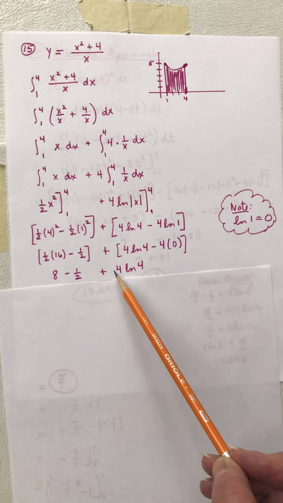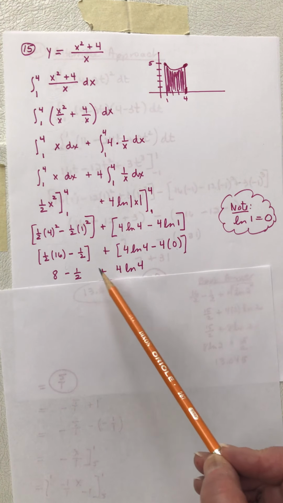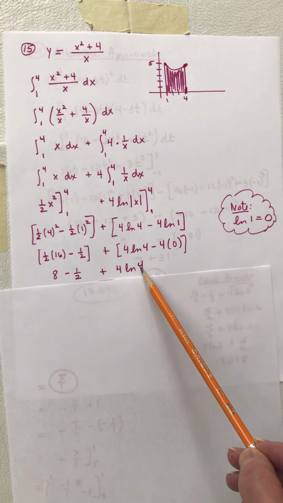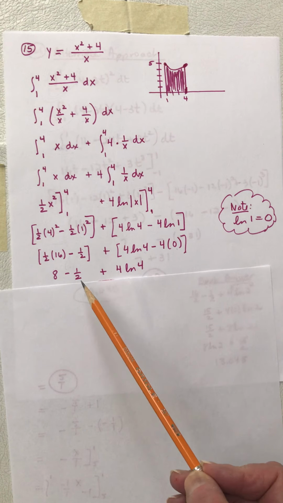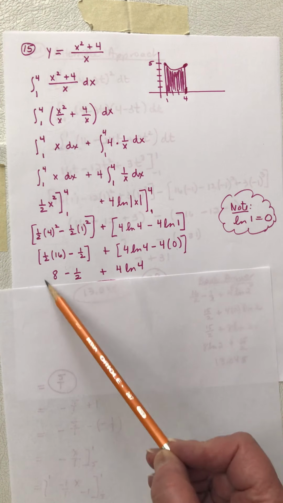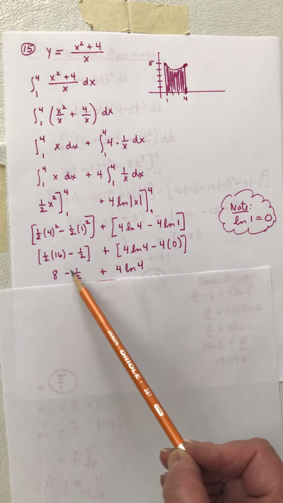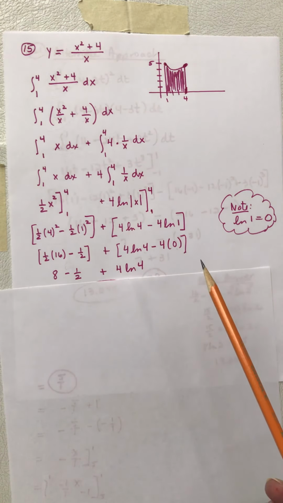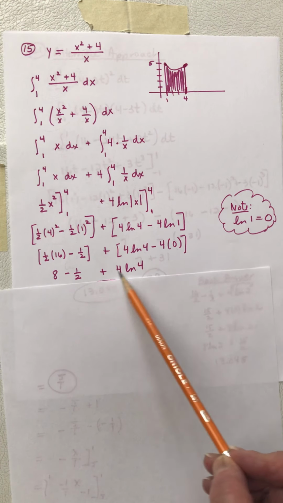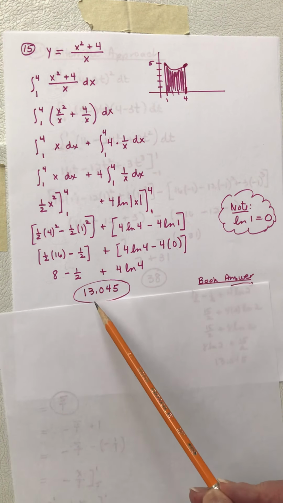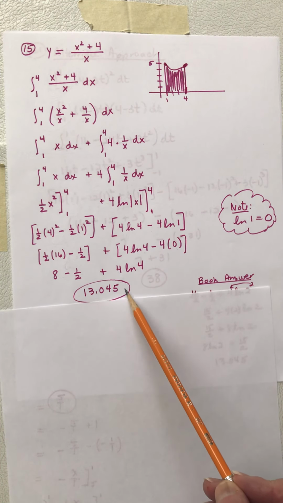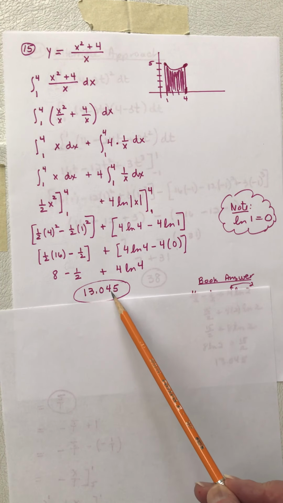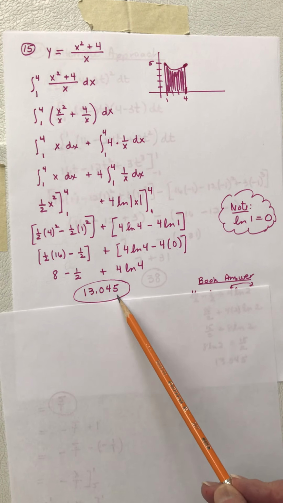Now, if you got this answer, 8 minus 1/2 plus 4 ln 4, that's correct. I probably would want you to simplify the 8 minus 1/2 to 7.5 plus 4 ln 4. I would accept that. If you put that whole thing in your calculator, you get 13.045, or 13 and 45 thousandths. And that's correct as well.